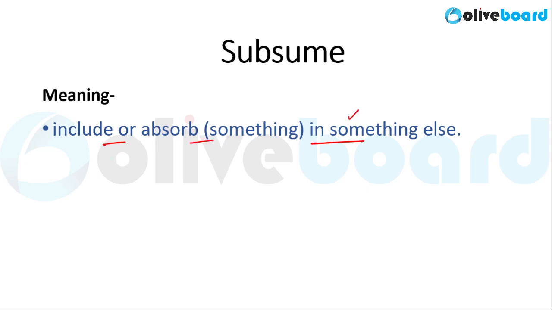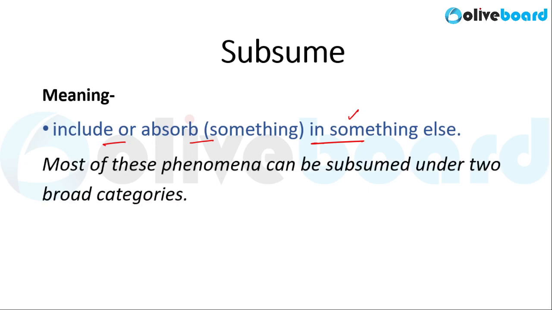Now, guys, let us look at a sentence and try to understand this word subsume better with the help of that sentence. The sentence that is given to us says most of these phenomena can be subsumed under two broad categories. So, most of these phenomena can be included or can be absorbed under two broad categories. Here, subsumed is being used as a verb.